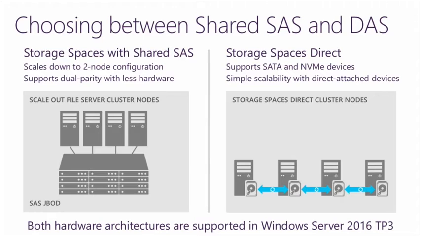However, Spaces with DAS, Spaces with shared SAS on the left-hand side, you don't need 4 nodes for the scale-out file server layer. You can just do it with 2 as a minimum, and it can support dual parity redundancy with less hardware. Now, obviously, if you want to survive a single disk failure, you're going to need a certain number. This is all documented on TechNet for today as well.